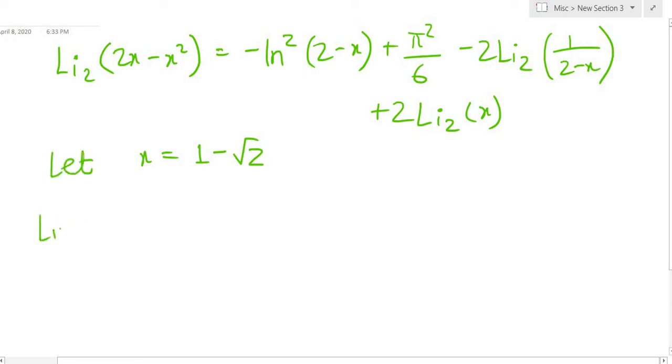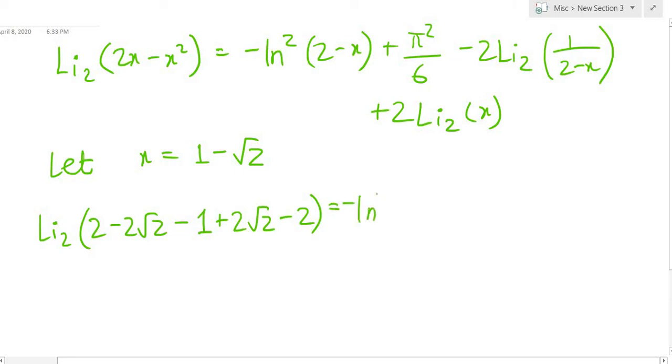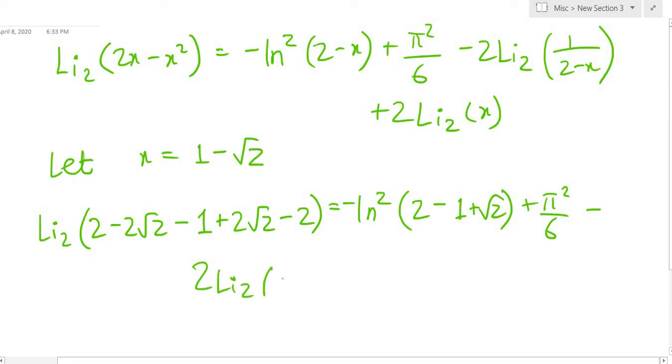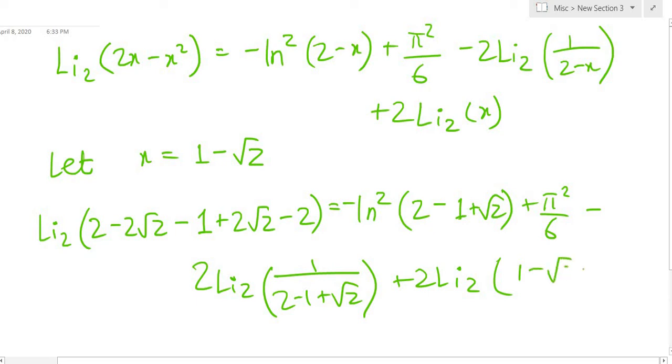So this side we'll have the dilogarithm of 2 times x, so 2 minus 2 root 2, and then x squared, so 1 negative 1 because of that, plus 2 root 2 minus 2 because it's root 2 squared, right, and a negative on that, is equal to minus ln squared of 2 minus 1 plus root 2 plus pi squared by 6 as it is minus 2 times the dilogarithm of 1 over 2 minus 1 plus root 2 plus 2 times the dilogarithm of 1 minus square root of 2.